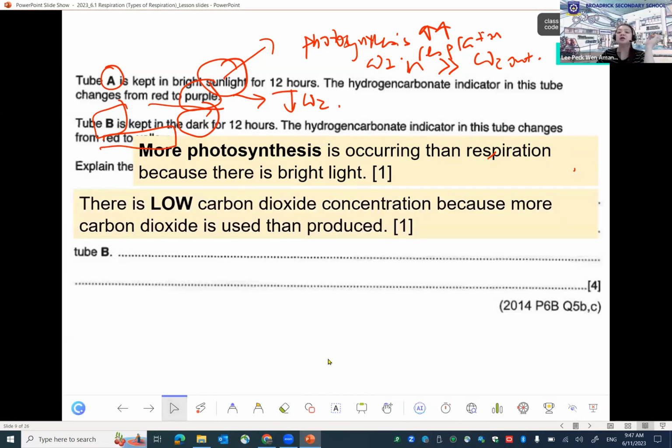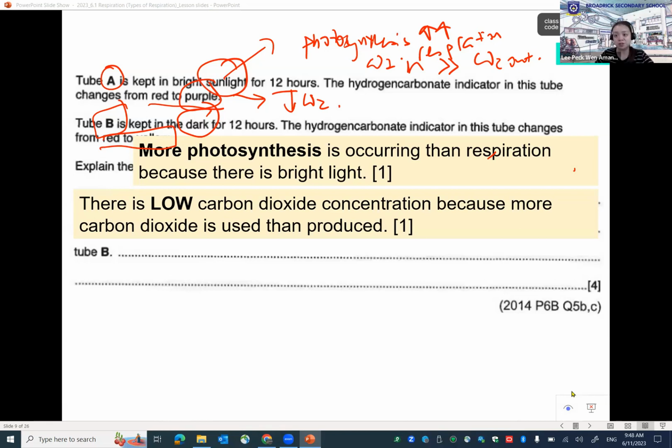Okay. Therefore, there is low carbon dioxide concentration. And that is why the color is actually purple, because purple is when CO2 concentration is very much lower. Okay. Whereas in tube B is the actual opposite.